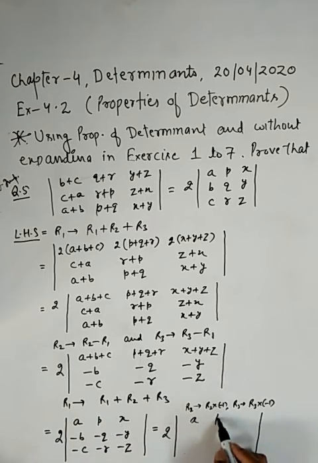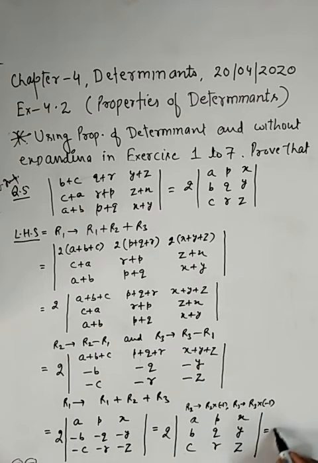A, P, X multiplied with minus 1, you will be left with B, Q, Y. Multiply this with minus, C, R, Z. Or you may apply one more step: take minus 1 as common from row 2, this is minus. Take minus 1 common from row 3, this is also minus. Minus minus becomes plus again. So this is the RHS.